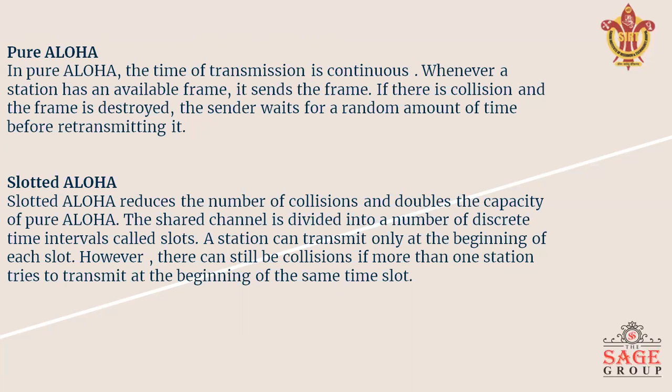In slotted Aloha, the shared channel is divided into a number of discrete time intervals called slots. That's why its name is slotted Aloha. But in pure Aloha, the time is not divided into any intervals. In slotted Aloha, a station can transmit only at the beginning of each slot. But in pure Aloha, it can send at any time, and it waits for a random amount of time before retransmitting.